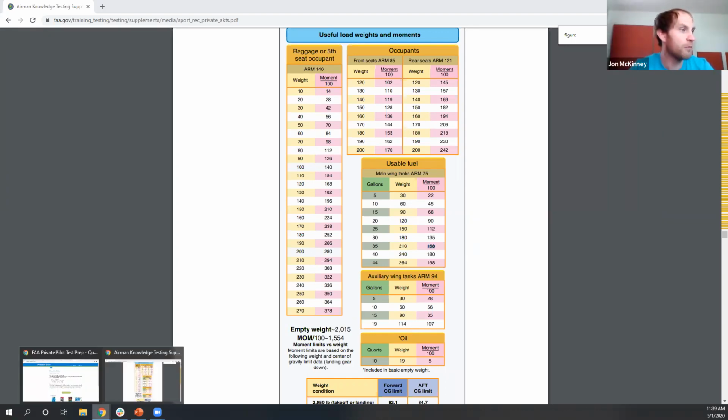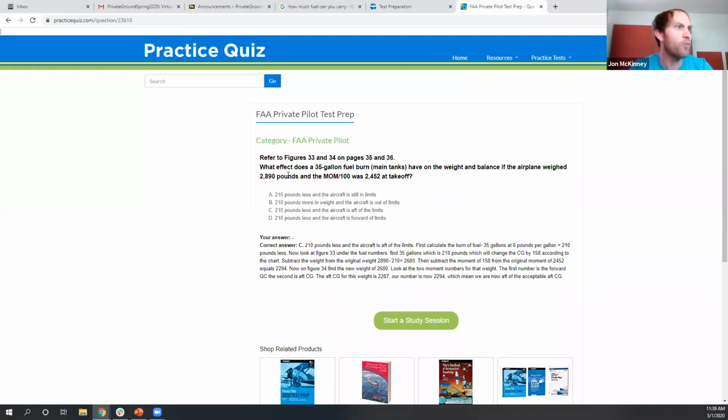Now that we understand what we're looking at, it says, what effect does this 35-gallon fuel burn from the main tanks have on the weight and balance if the airplane had weighed 2890 pounds and the moment divided by 100 was 2452 at takeoff? Weight and balance math is really simple. I know it's complicated, but just tell yourself it's simple and it'll be more simple.